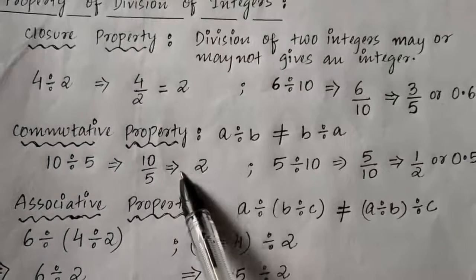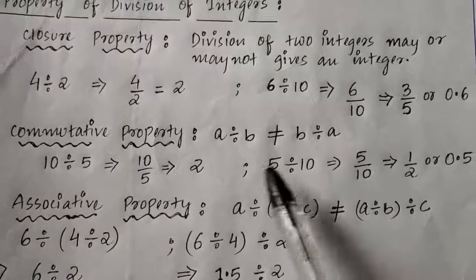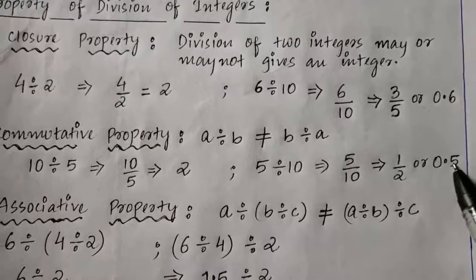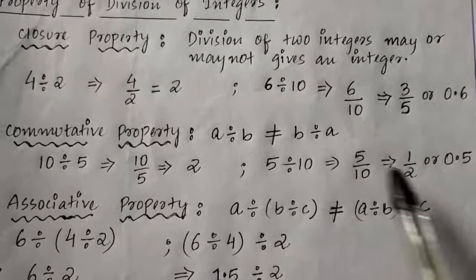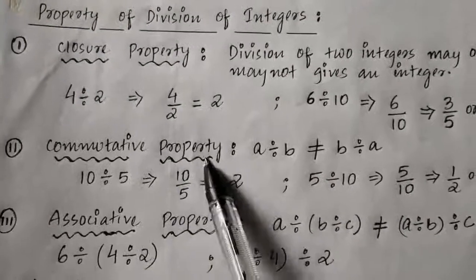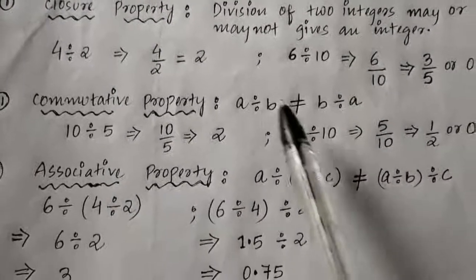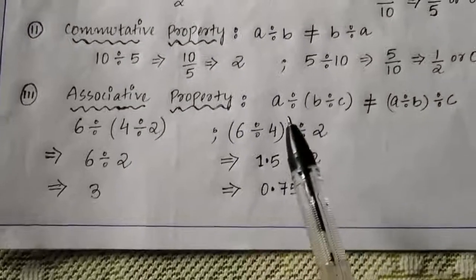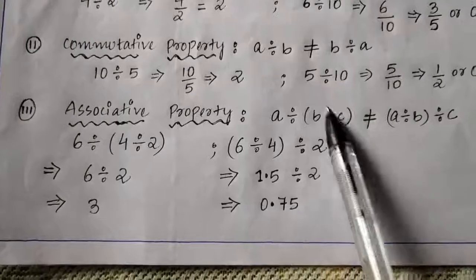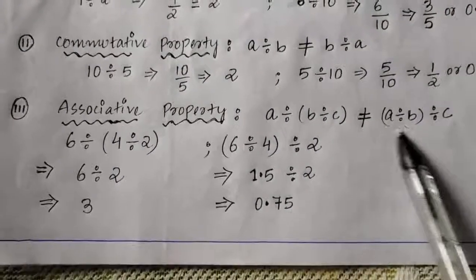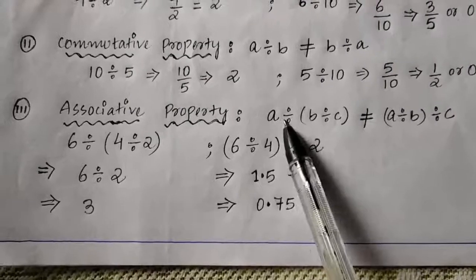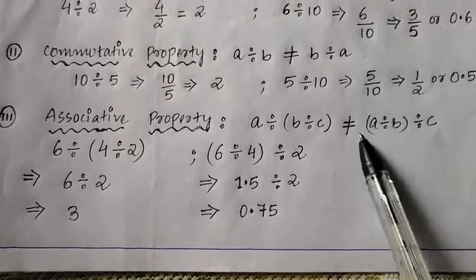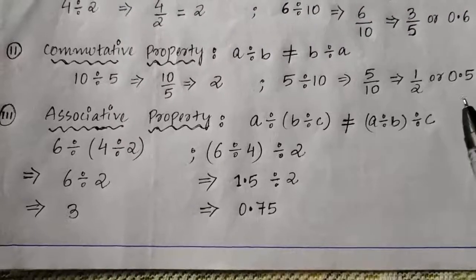You can see here in the first case I got 2, but when the integers interchange their places, I got 1 by 2 or 0.5, which are not equal. So the commutative property for division doesn't hold true, that is a divided by b is not equal to b divided by a. The third one is the associative property. Here we have to take 3 integers and perform the operation, and in this case also a divided by b divided by c is not equal to a divided by b divided by c.